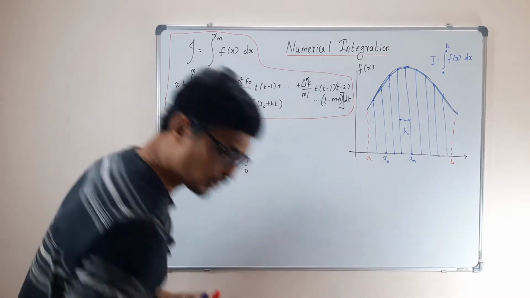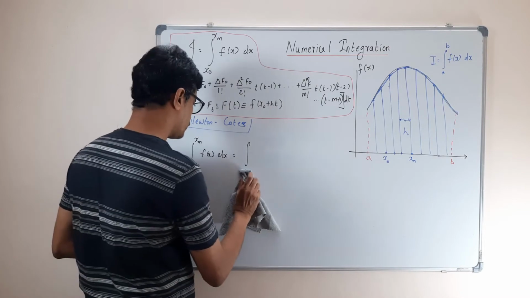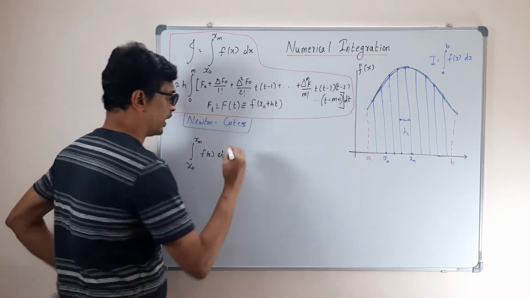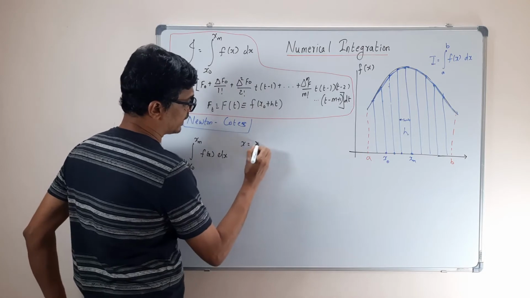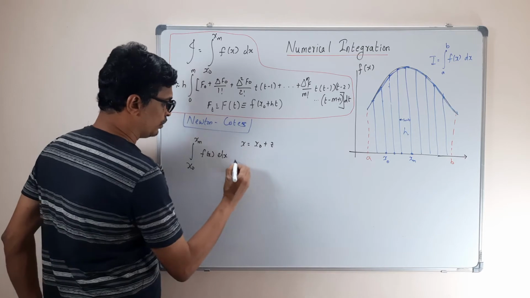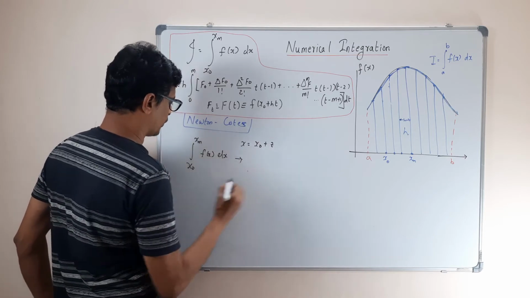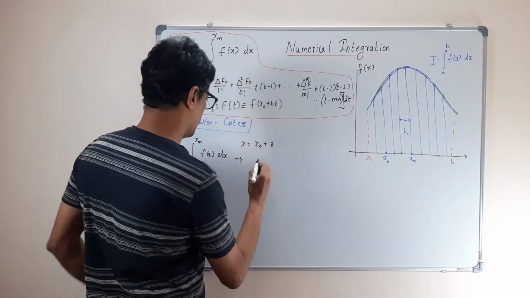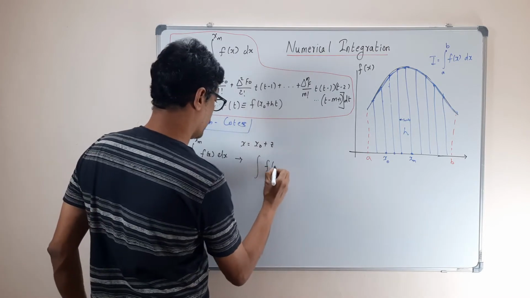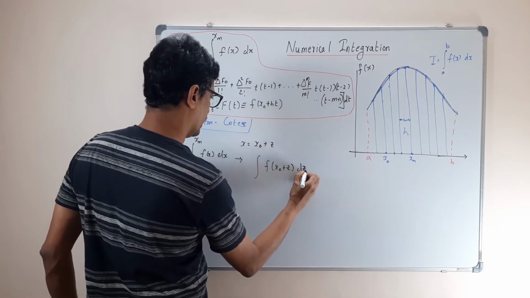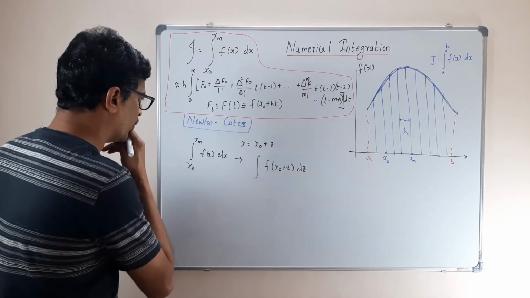Let me again use a change of variable. What am I going to do? I am going to write x as x0 plus some z. So when I do this change of variable, this integration will become the integration of f of x0 plus z dz.